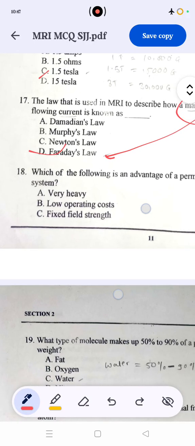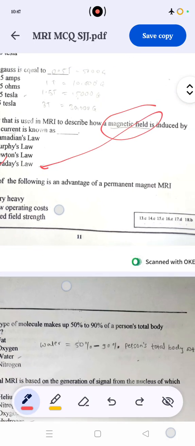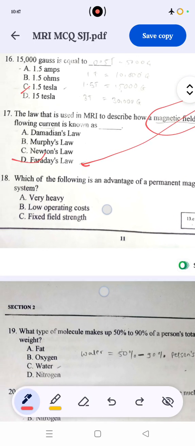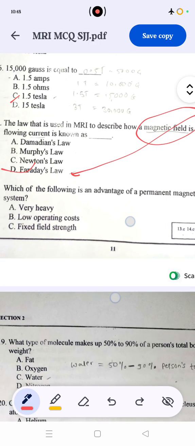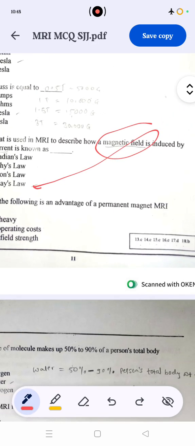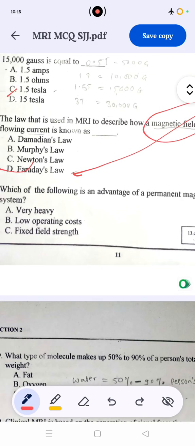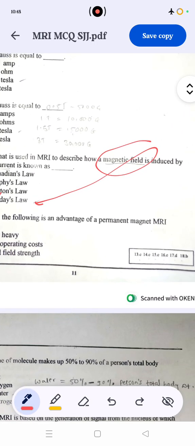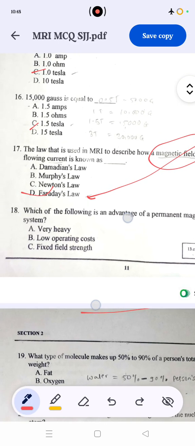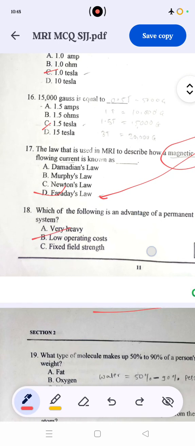Okay. Then which of the following is an advantage of a permanent magnet MRI system? Very heavy, low operating cost, flux density, or magnetic field. The correct answer is B, low operating cost.